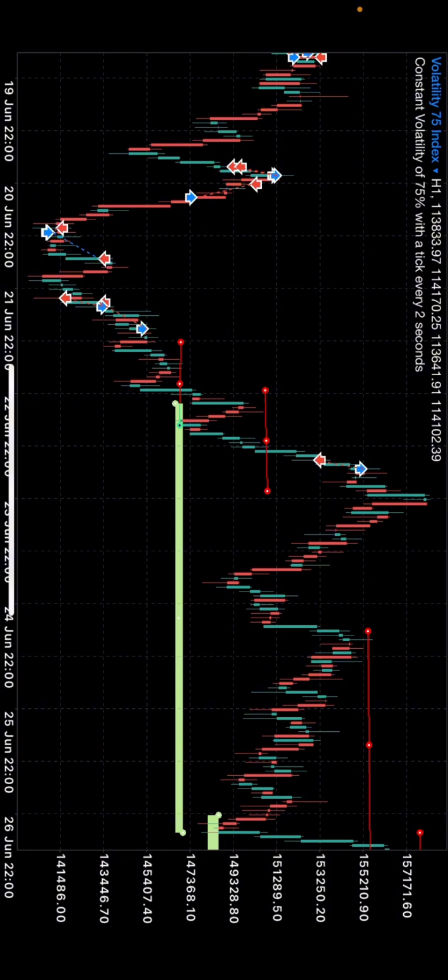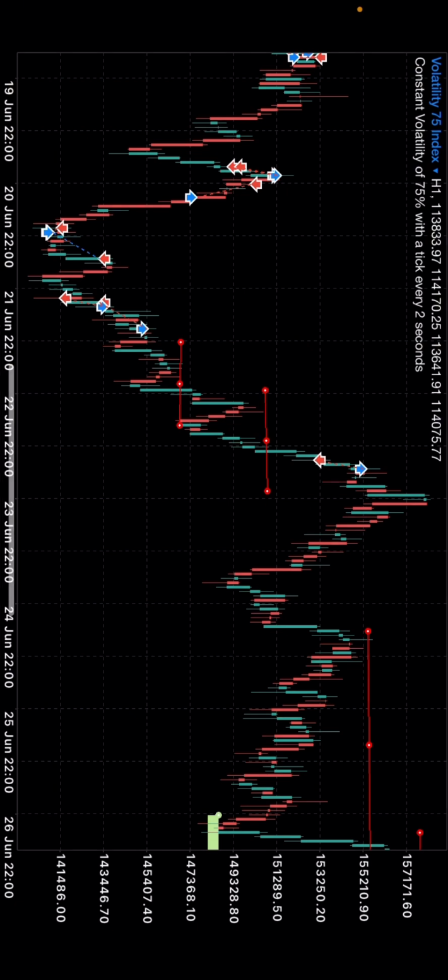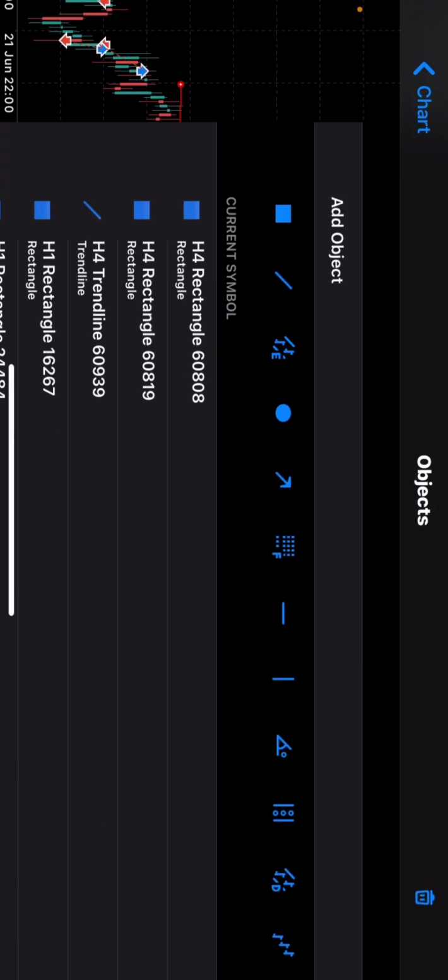Remember what we said: for us to map out a good supply zone, it must have a break of structure to the upside and it must have a fair value gap with it. Okay, that's our criteria.